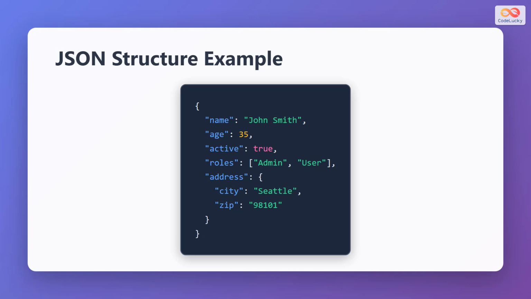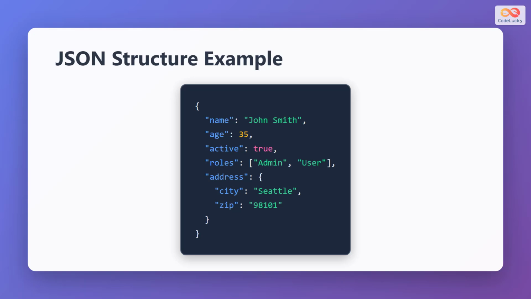Let's look at a typical JSON structure. JSON uses curly braces to define objects and square brackets for arrays. In this example, we have a person object with several properties. The name property contains a string value. The age property holds a number. The active property is a Boolean value, either true or false. The roles property is an array containing multiple string values. Finally, the address property is a nested object with its own properties like city and zip code.